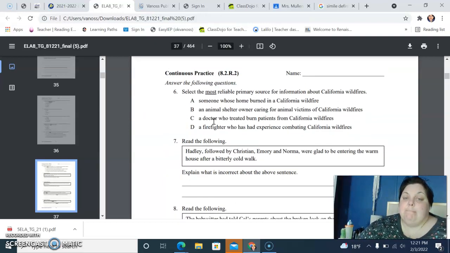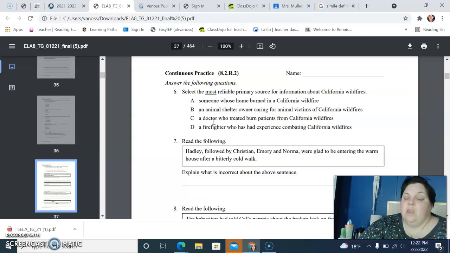6. Select the most reliable primary source for information about California wildfires. A, someone whose home burned in a California wildfire. B, an animal shelter owner caring for animal victims of California wildfires. C, a doctor who treated burn patients from California wildfires. D, a firefighter who had an experience combating California wildfires.